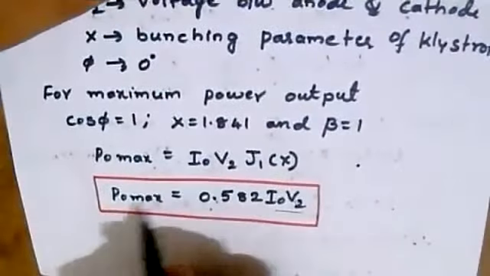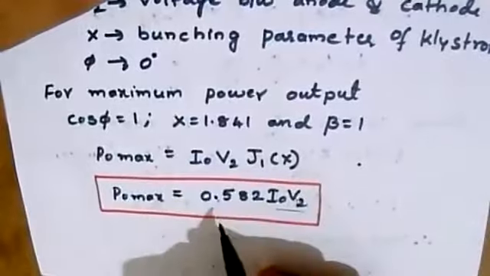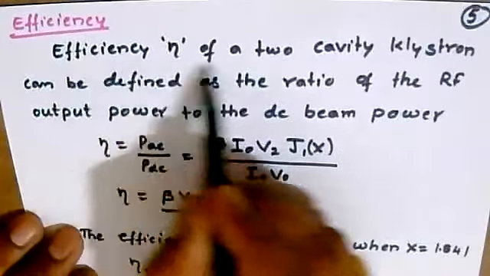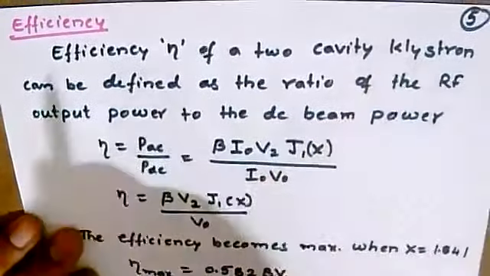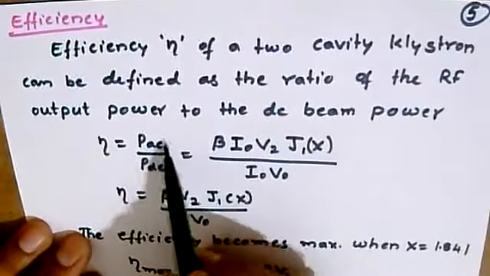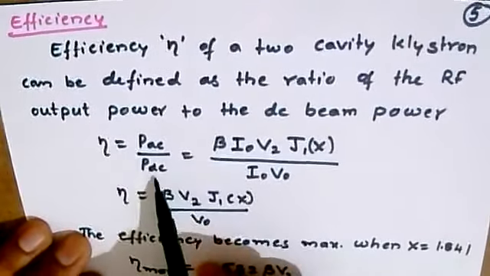Now using this output power, we can easily calculate the efficiency. This is the last derivation we have, for the case of efficiency. To calculate the efficiency of a two cavity klystron, the efficiency can be calculated as the AC power delivered to the load divided by the DC power applied.